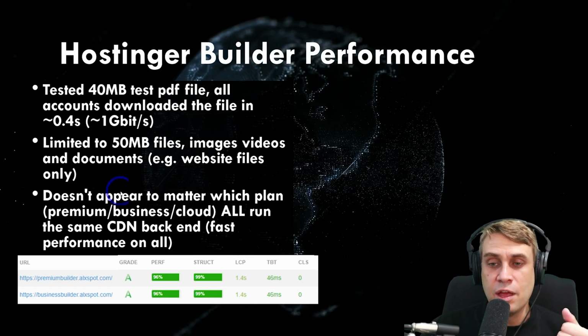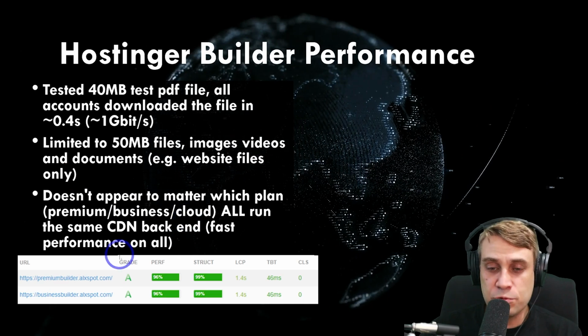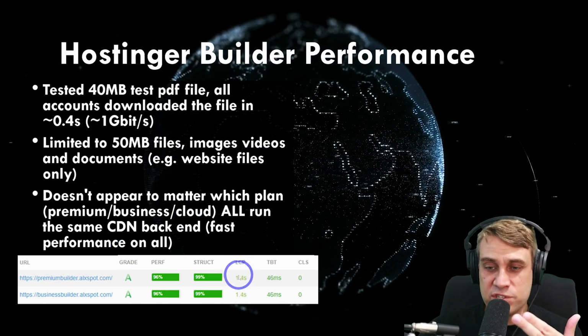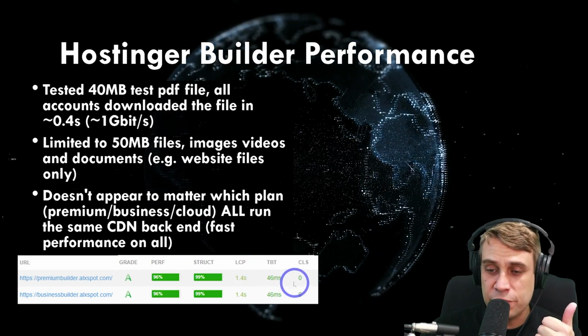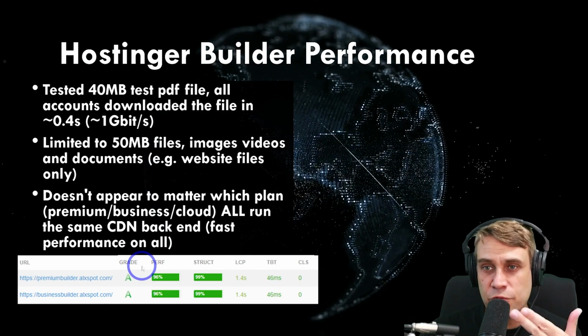So it doesn't matter which plan you're on, premium, business, or cloud. All of them run really well. I ran this through GTmetrix, got exactly the same metrics: 1.4 second largest contentful paint on my example template page, and the time to first byte was just 46 milliseconds. So really good performance from Hostinger builder.